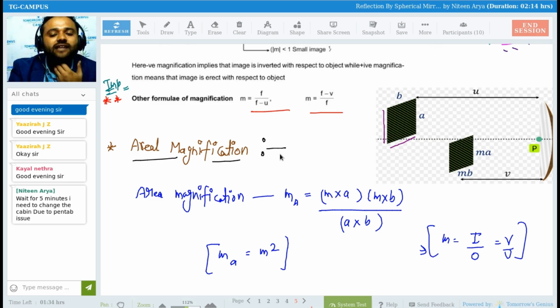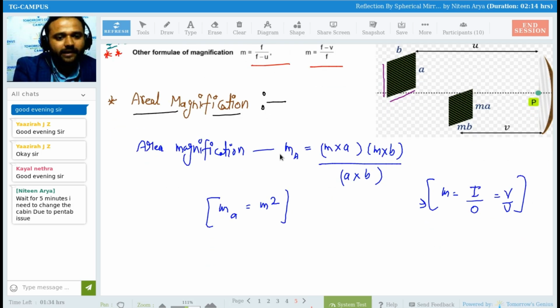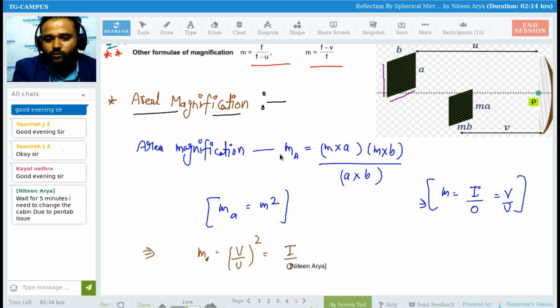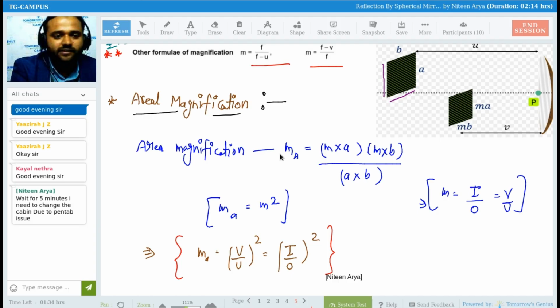Okay, so as you know, that is M square, where M is basically I upon O, or V by U. So the areal magnification formula is one, and that is an important one also: MA equals V square upon U square, or I upon O square. Is this clear, everyone? And that is important, beta. Is this clear?